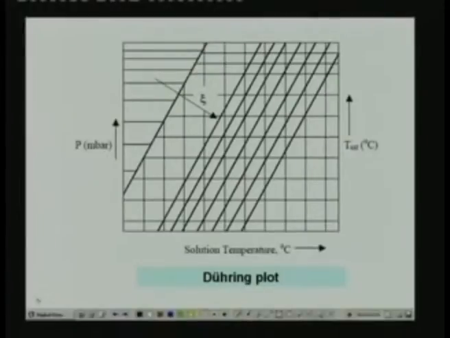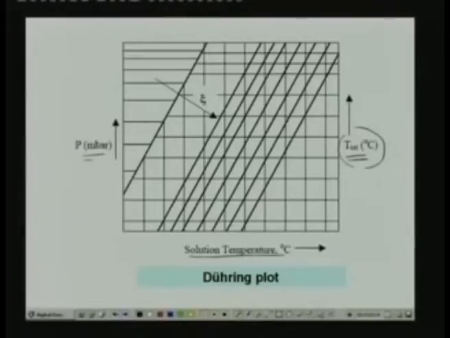What I have shown here is known as a Dühring plot. Here you have solution temperature on the x-axis and the saturation temperature of pure water on one y-axis, and you also have on the left hand side of the y-axis the vapor pressure. You can notice here that the x-axis, that is the solution temperature, is linear. Similarly, the saturation temperature scale is also linear, whereas the vapor pressure scale is non-linear. You can see that the difference is varying.